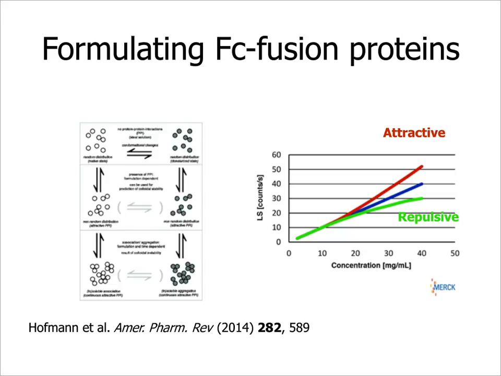If the interaction is attractive, the light scattering signal is higher than we expect it to be at higher concentrations of protein. And if the interaction is repulsive, then the light scattering signal we measure at higher concentrations is lower than we expect it to be.